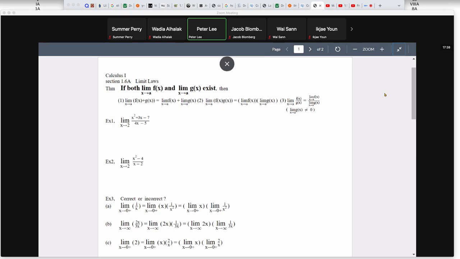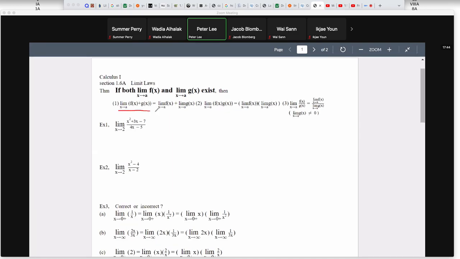Okay, so now let me make some comments about the limit laws here. The question is, when you have the limit of a sum, can you write that as the sum of the two limits? And then number 2. Oh, there should be some space here. Now, the question on law number 2 is about the limit of the product. Is that the same as the product of the limits? Is that true?